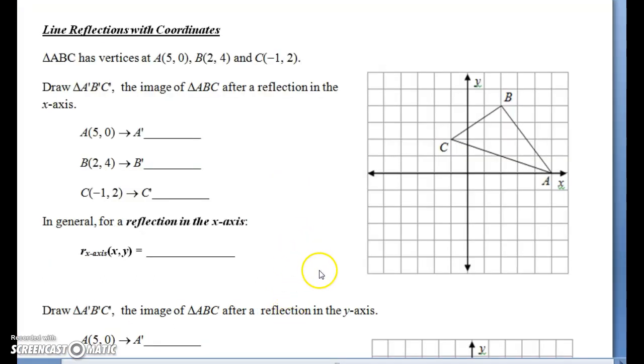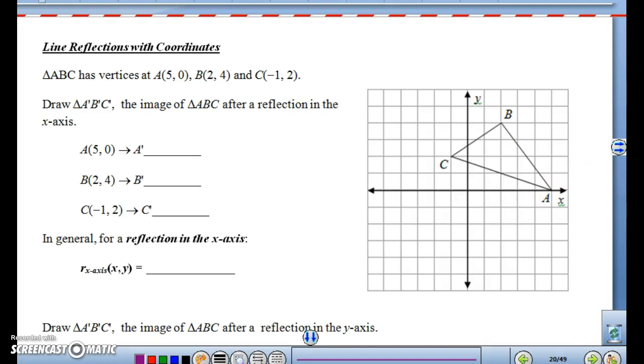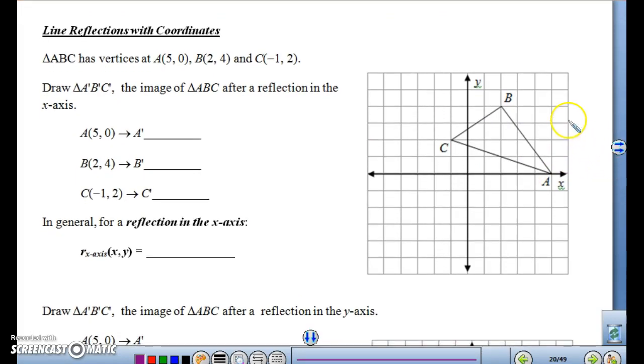Now, let's look at some line reflections using coordinates. We run into these a lot, and they're used a lot in geometry, so you really need to know your rules for these. Now, we're going to start with triangle ABC with these coordinates. A is at (5, 0), B is at (2, 4), and C is at (-1, 2). And we want to draw A prime, B prime, C prime, the image of ABC after reflection in the x-axis. So we are going to reflect ABC over the x-axis. So we want to go perpendicular to the x-axis and the same distance across.